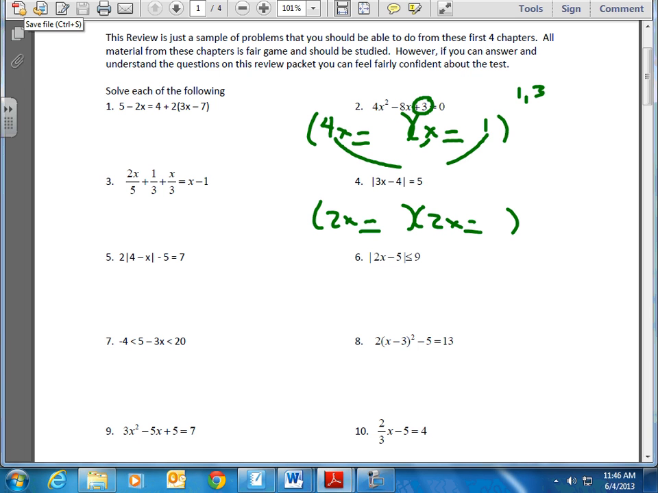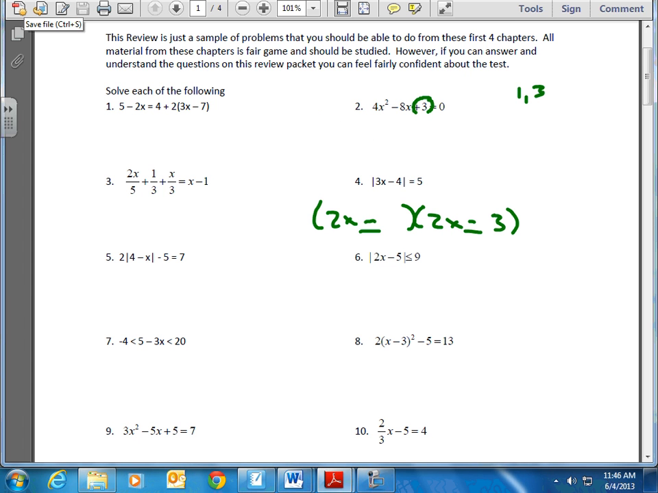Try switching them. Put the 3 here. Put the 1 here. I get 12. I know it's not going to work because I'm adding 12 to something and I'll never get 8. This one did not work. Go to the next one.